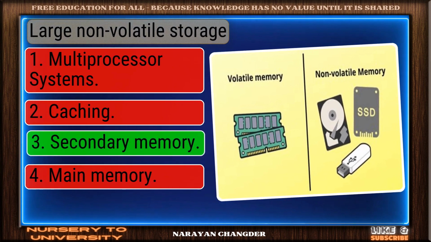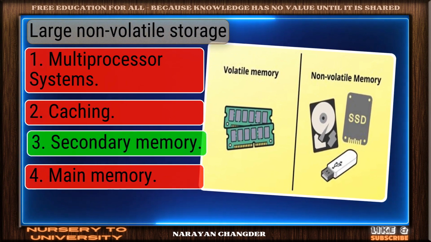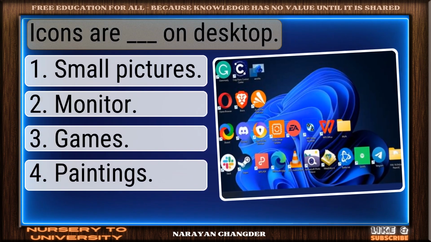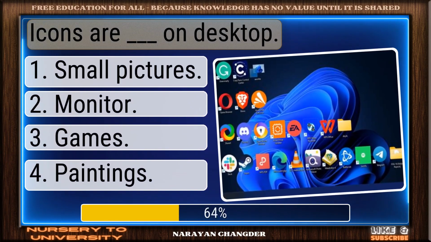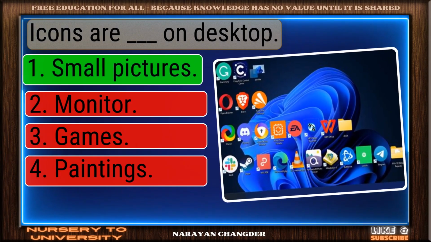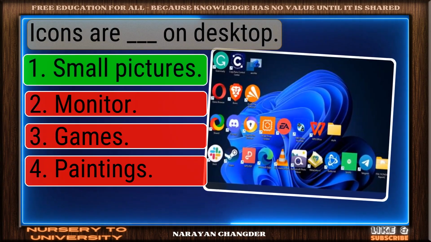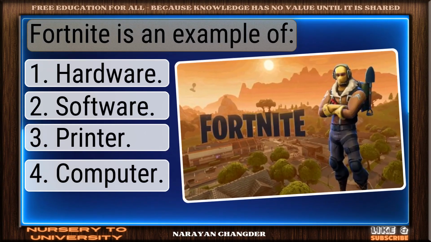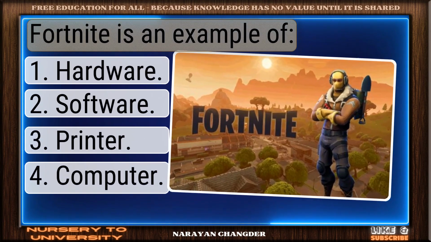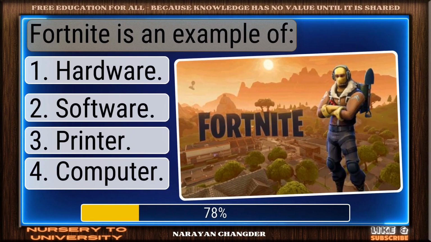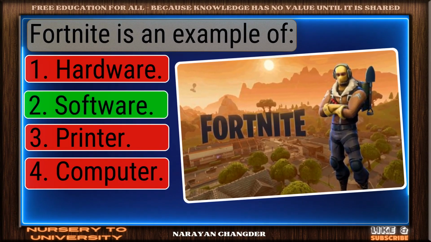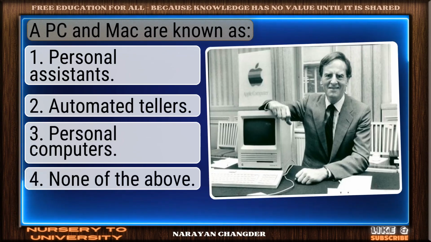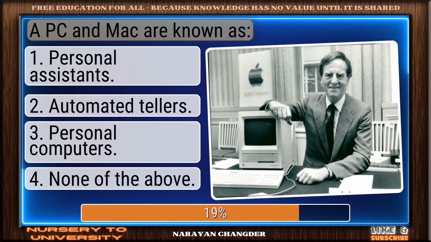Smart pick. Secondary memory is correct. Icons are dash on desktop. Right choice. Small pictures is best. Fortnite is an example of. Excellent. Software is well-reasoned. A PC and Mac are known as.